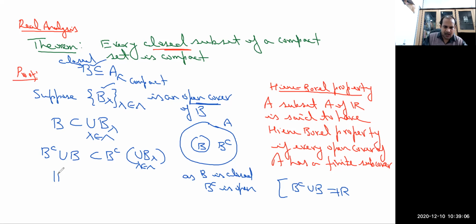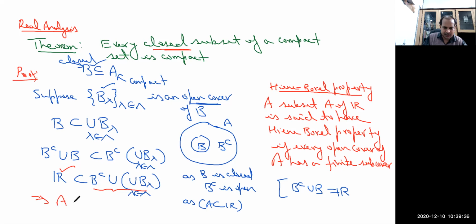So I can write here that R, the set of real numbers, is going to be contained in B complement union the open sets B lambda, where lambda belongs to the index set. And A is a subset of R. As A is a subset of R, since this union is going to cover the whole of R and A is a subset of R, this is also going to form an open cover for set A. So from here I can write A is contained in B complement union B lambda, where lambda belongs to the indexing set.